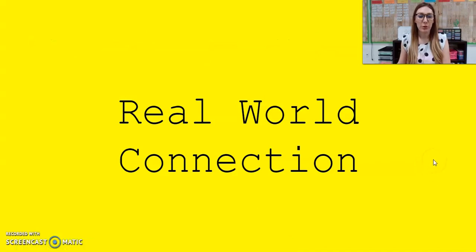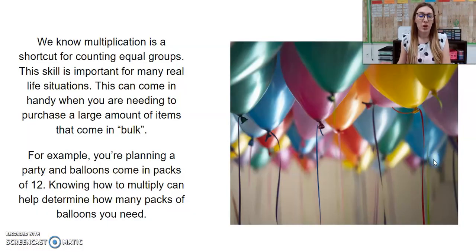Let's go ahead and look at our real-world connection. We know multiplication is a shortcut for counting equal groups. This skill is important for many real-life situations. This can come in handy when you need to purchase a large amount of items that come in bulk. So bulk items are something like, you want a bar of soap, but you want to buy them in packs of 12 or packs of 18. That's bulk. They come with a lot of items in one package.